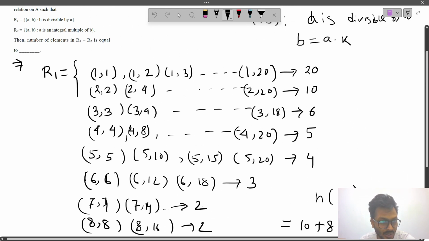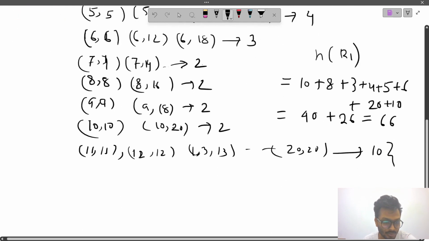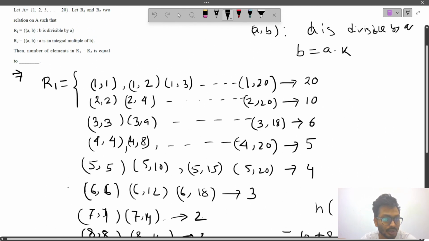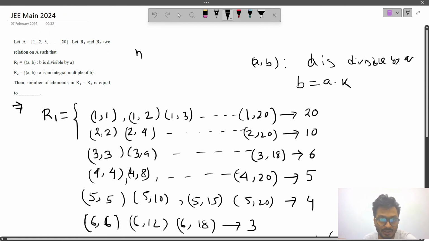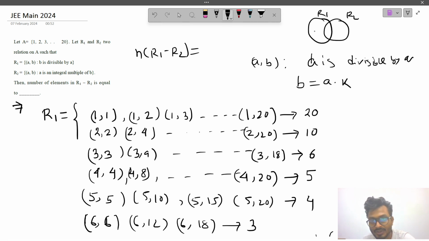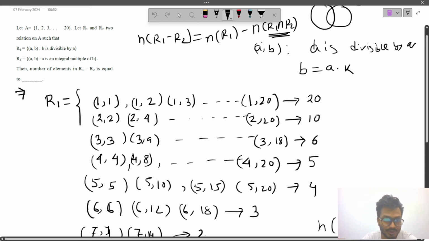Now we have to find the number of elements in R2. So what will be R2? Actually we don't need the whole R2, because to find the number of elements in R1 minus R2, what do we need? Suppose this is R1 and this is R2. R1 minus R2 means nothing but the number of elements in R1 minus the number in R1 intersection R2. That means we just need R1 intersection R2. We don't need to find the whole R2.